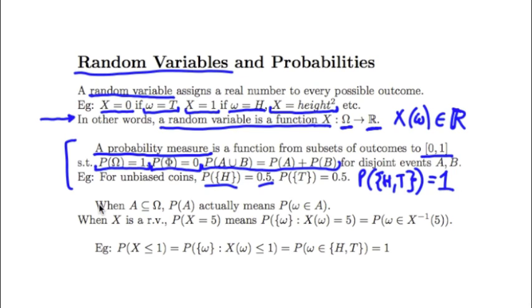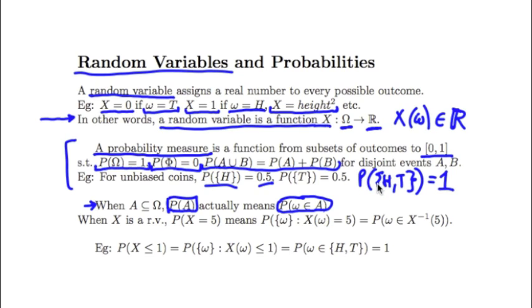Another way to think about it is when A is a subset of omega, P of A actually means the probability that the outcome of the random experiment omega is in A. So when I say P of H here, this set H, I mean: what is the probability that the random outcome of the experiment is in H? That's 0.5 for an unbiased coin.